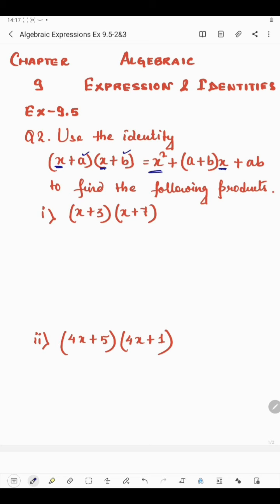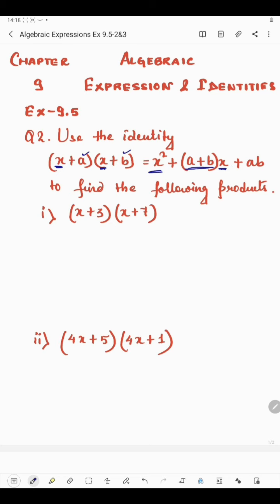So in this type of identity we'll have the first term the same and the second term different. Like in these two binomials, the first term is the same, which is x, and the second term of these two binomials will be different. The identity of this will be the square of the first term, which is the same, plus the sum of the two different terms multiplied by the first term, plus the product of the two different terms.